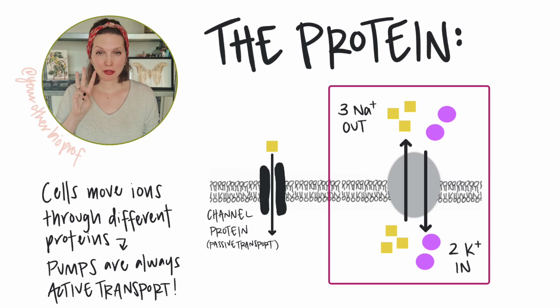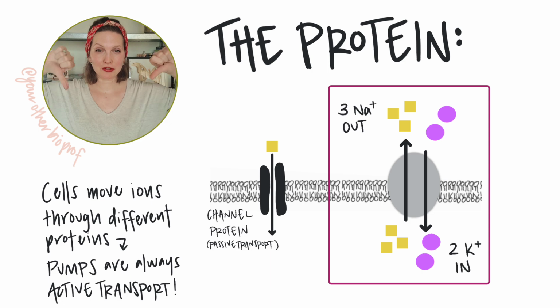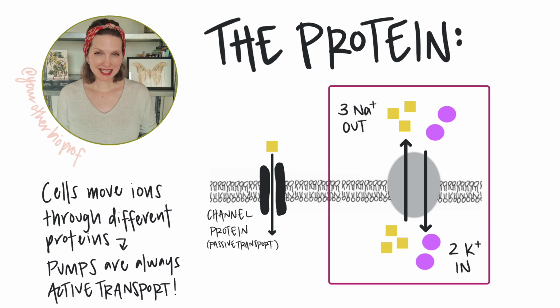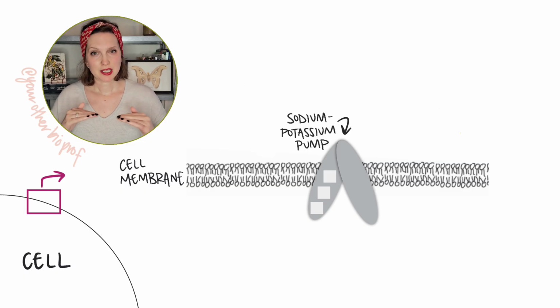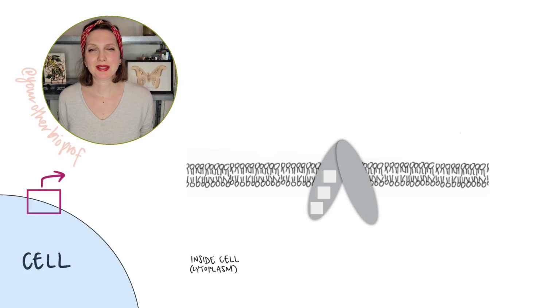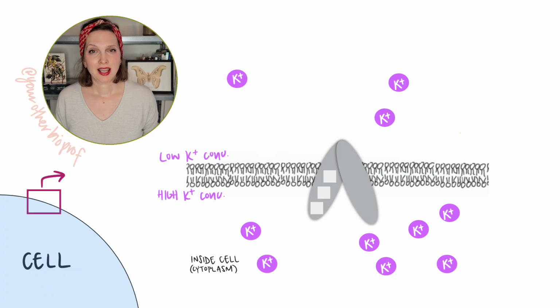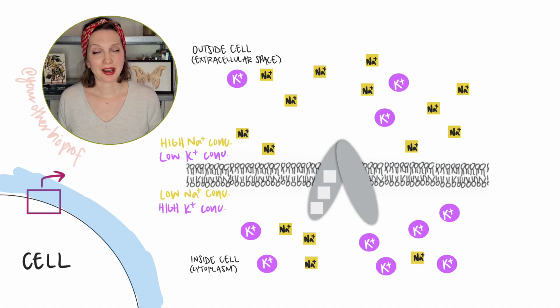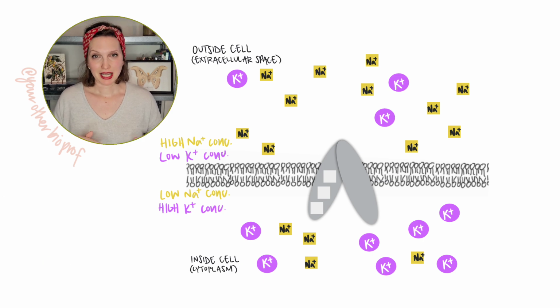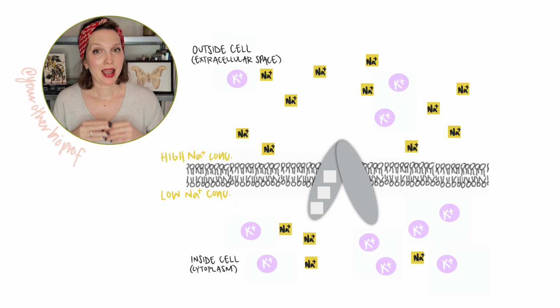In one cycle of pumping, 3 sodium ions are pumped to the outside of the cell, and 2 potassium ions are pumped to the inside of the cell. Let's see how this works and why the cell does this. In this diagram, we've got our cell membrane and the sodium-potassium pump. The space below the membrane is the inside of the cell, the cytoplasm, where the potassium concentration is much higher than it is outside the cell. And the space above the membrane is the outside of the cell, the extracellular environment, where the sodium concentration is much higher than it is inside the cell. High potassium inside the cell, high sodium outside the cell.